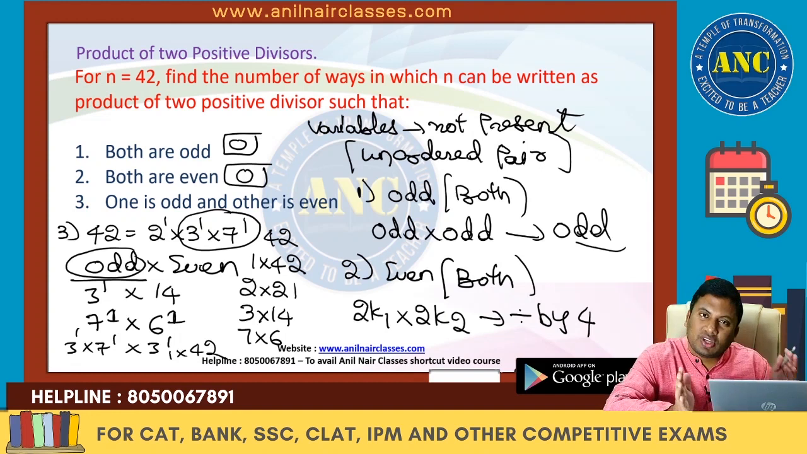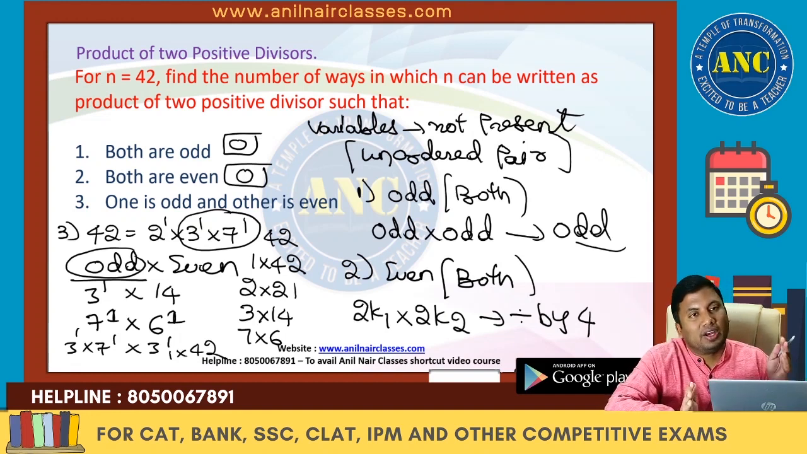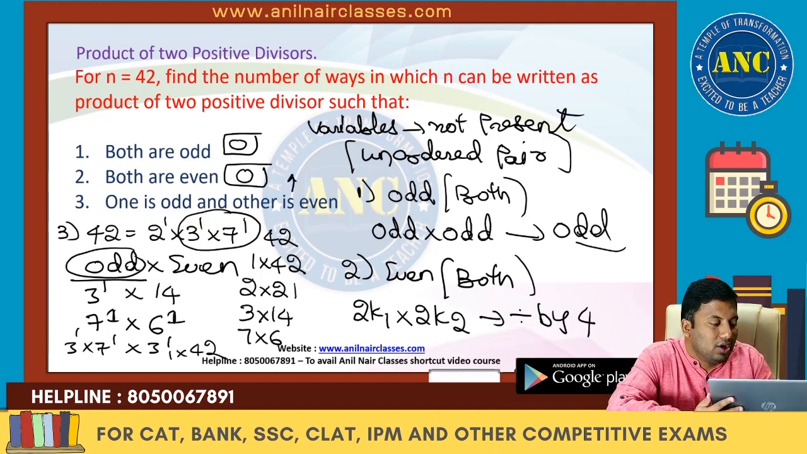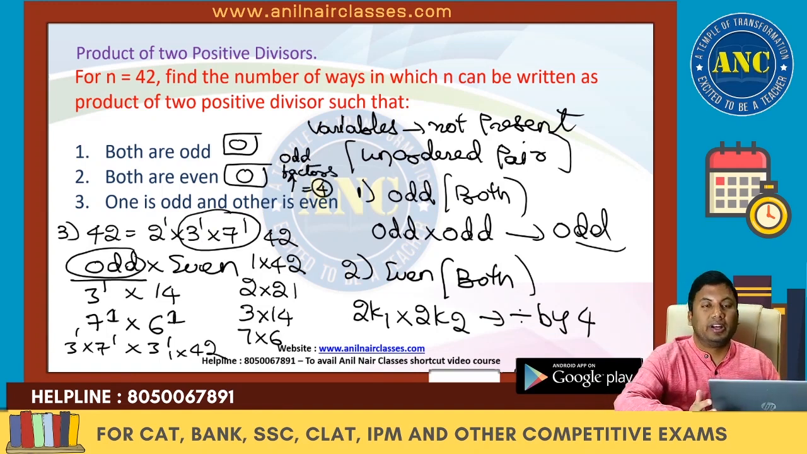1 is odd means odd only will be fixed. Either you can fix 1, or you can fix 3 power 1, or you can fix 7 power 1, or you can fix 3 power 1 into 7 power 1. So these are nothing but total number of odd factors, which is nothing but 4. I hope it is clear.